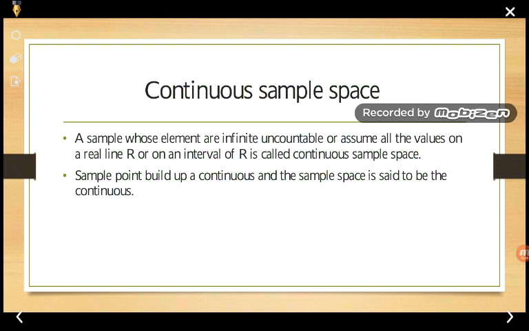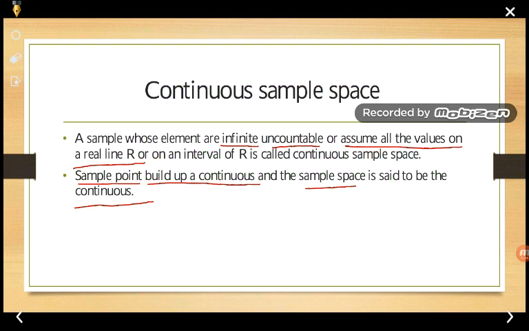Next, coming to the continuous sample space. In a continuous sample space, the elements are uncountable, or assume all the values on a real line or an interval of R. So here the sample points build up a continuum, and the sample space is said to be continuous.